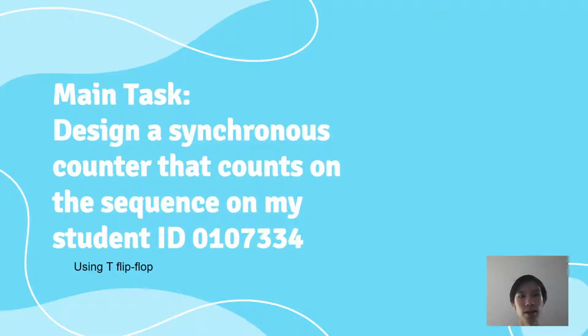Hello everyone, I'm Joshua and now I'm going to show how to design a synchronous counter that counts in the sequence of my student ID, which is 0107334. For my design, I'm going to use T flip-flops, and I'll also show how to upgrade my counter so that it also counts the reverse of the sequence of my student ID. And I'll also show how to design the counter using JK flip-flops.